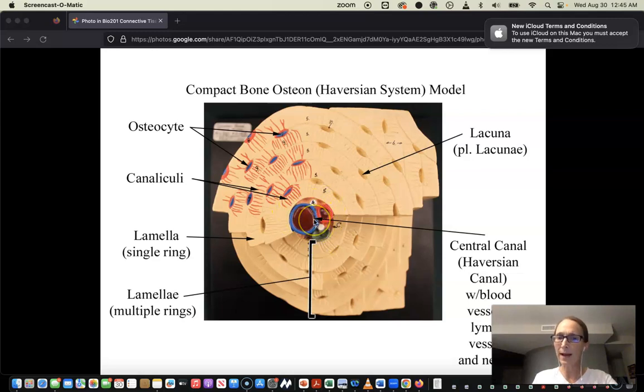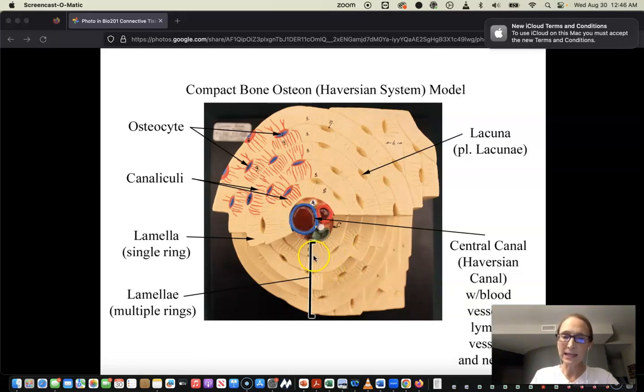And we talked about how nutrients will have to move from the blood vessels in the central canal, especially the arteries, and bring in nutrients and oxygen through the canaliculi to each of these osteocytes that are trapped in the lacuna. So again, I'll go through all of those parts. Here we have the central canal or Haversian canal. You pick which term works best for you.